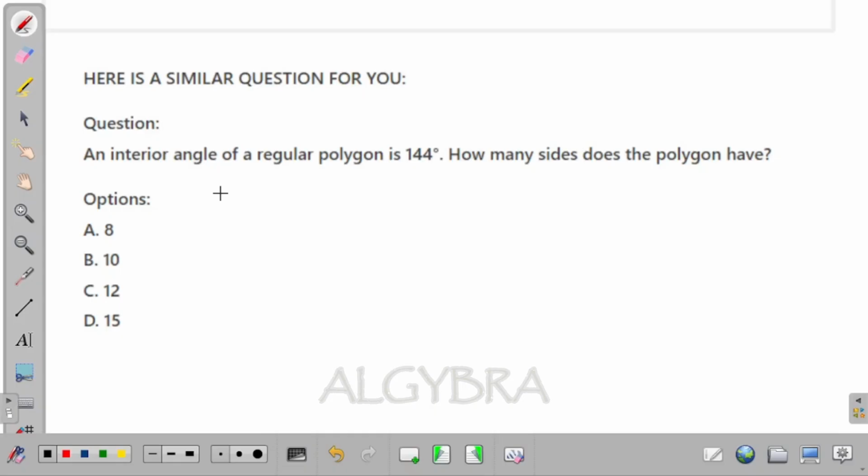So going by what we learned in this video, here's a similar question for you. It says an interior angle of a regular polygon is 144 degrees. How many sides does the polygon have? Option A is 8 sides, option B is 10 sides, option C is 12 sides, option D is 15 sides. So solve this particular problem and give me the solution in the comments.